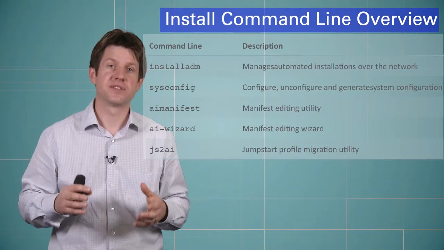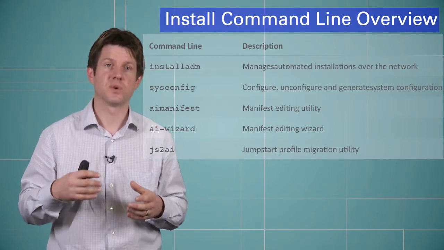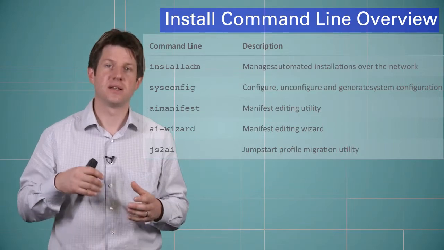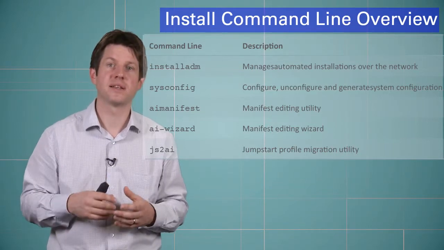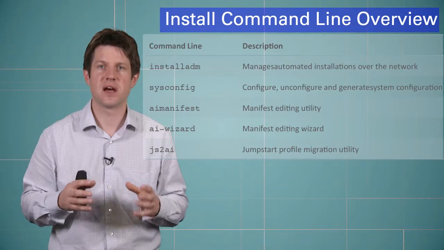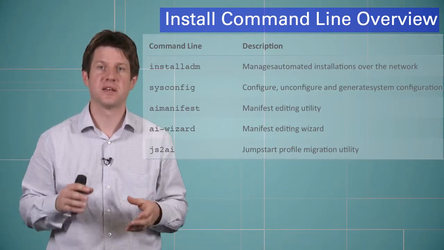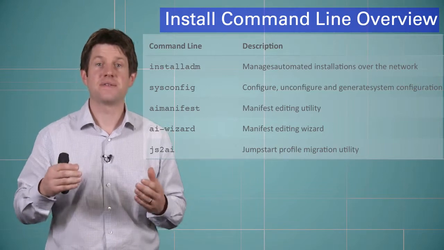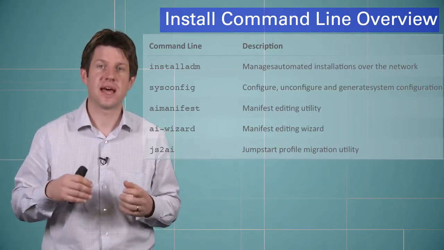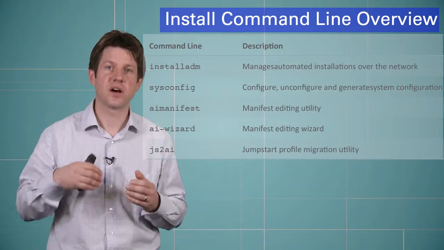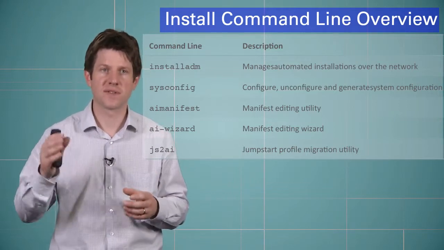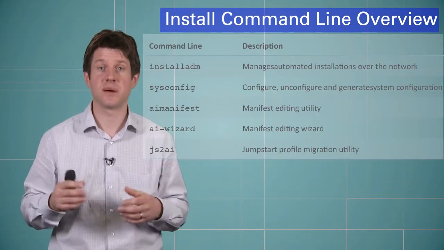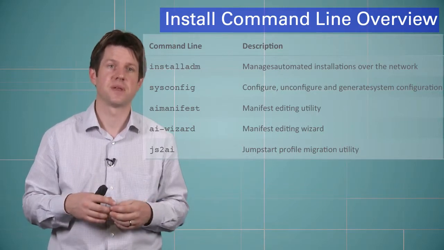System configuration is done through SMF, through the automated installer, and the sysconfig command allows you to be able to create and apply and unapply system configuration. It's a very nice interactive text-based graphical way to be able to do that. aimanifest is a command line utility to allow you to dynamically change the contents of an AI manifest. We'll cover that a little bit later. We've also introduced a new web-based wizard to be able to easily create manifests.